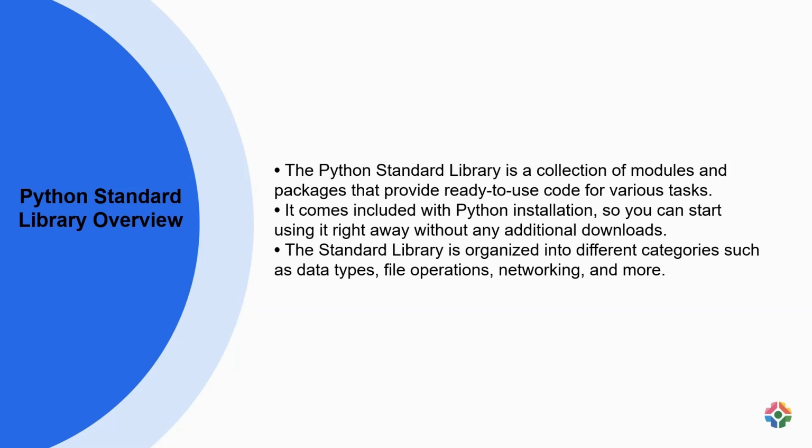The library is structured into distinct groupings, including modules for data types, file handling, networking operations, and other specific functionalities. For instance, modules like os and shutil facilitate file system operations, while modules like urllib and socket support networking tasks. By utilizing the Python standard library, developers can streamline their coding process and expedite the implementation of various tasks.